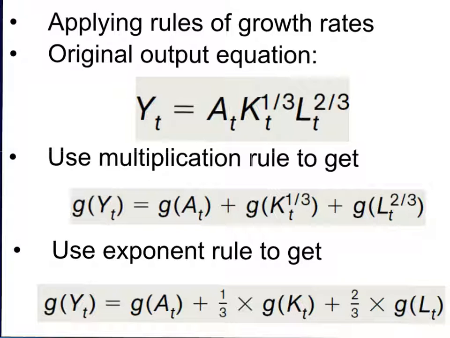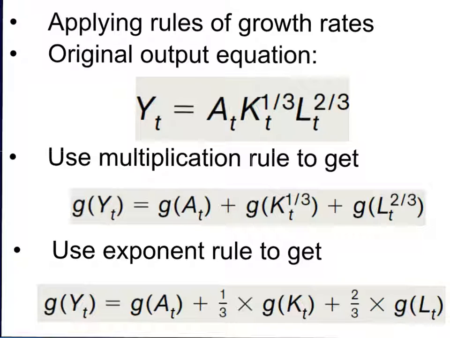If the left-hand side is a value like yt, and the right-hand side is a group of variables or values that are being multiplied together, when you take the percentage rate of change of the left-hand side and the percentage change of the right-hand side, the percentage change of the right-hand side in this example will equal the percentage change in A, plus the percentage rate of growth in K to the 1/3, plus the percentage rate of change in L to the 2/3.